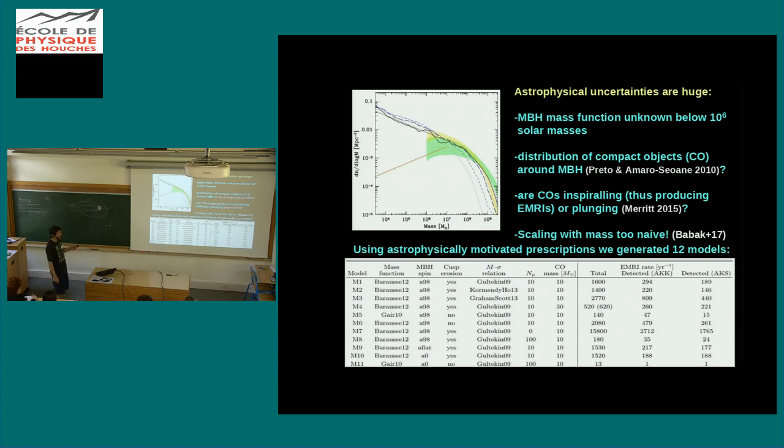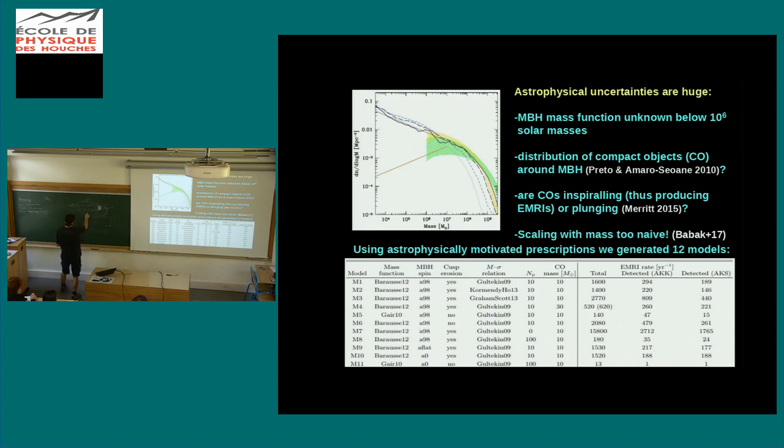And most importantly, they start to diverge around 10 to the 6, right? So in the LISA range, there are essentially 2-3 orders of magnitude uncertainty in the black hole mass function only, right? So also, we don't know exactly what is the distribution of compact objects around these massive black holes. We don't know what is the fraction.